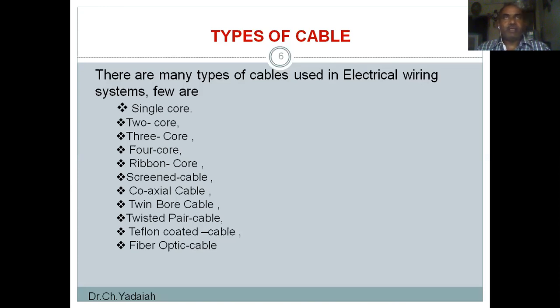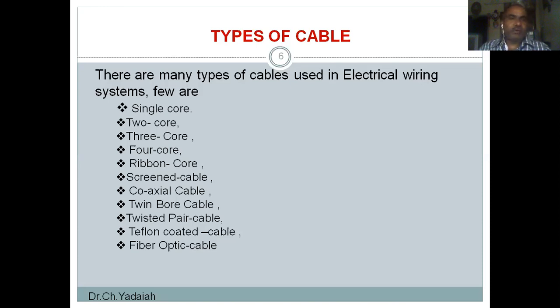Based on applications, we use single core, double core, triple core, and four core cables. Whereas ribbon core, screen cables, coaxial cables, twin core cables, twisted pair cables, Teflon coated cables, and fiber optic cables are in the electronic field and computer field, where they are used for carrying signals from one place to another with a low current capacity. Let us see one by one, starting with the single core.